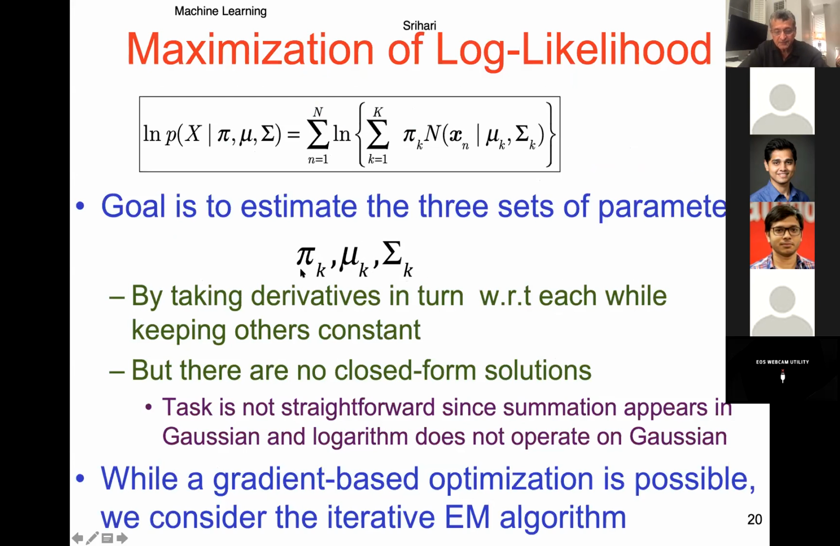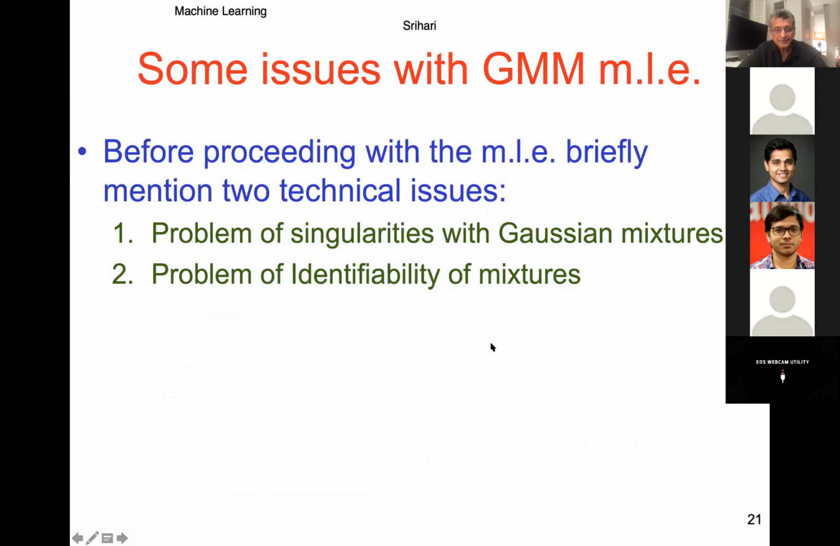That is the importance of the component. I should say this is not for the point, but for the class, right? The importance of the class. And so this is what we have to determine. And a gradient based optimization is possible, and we use for it the iterative EM algorithm.